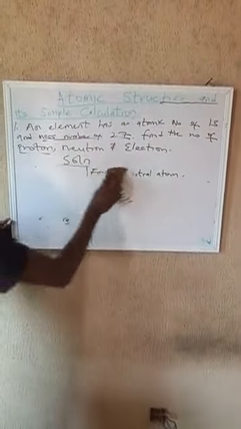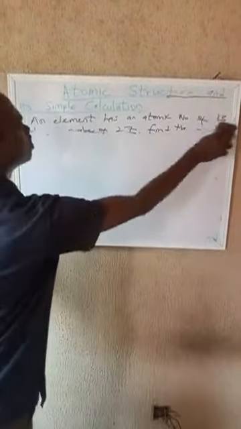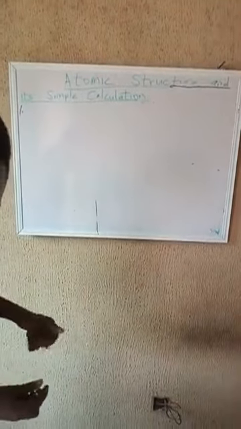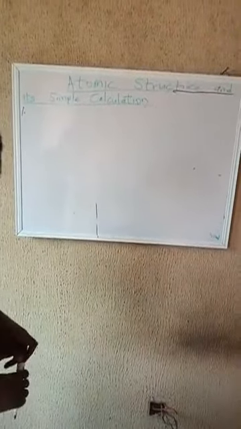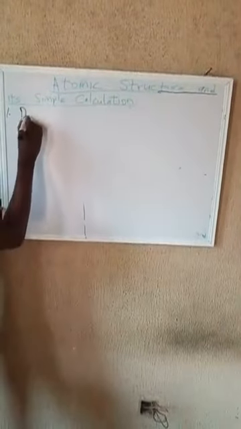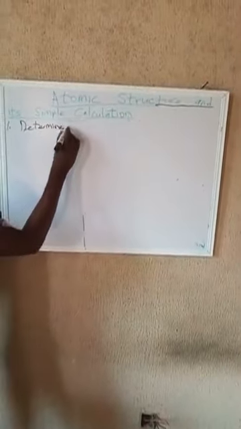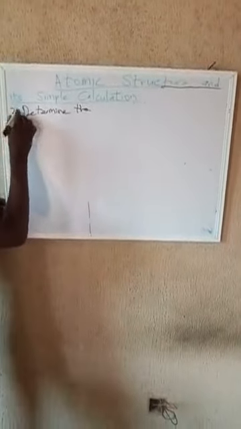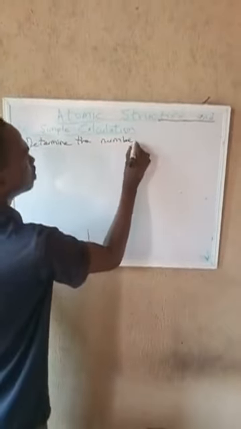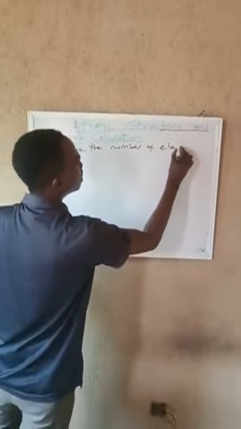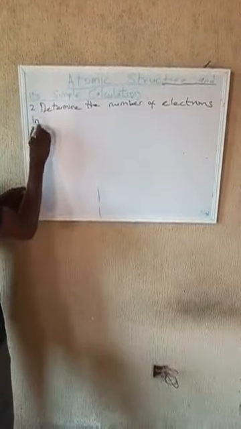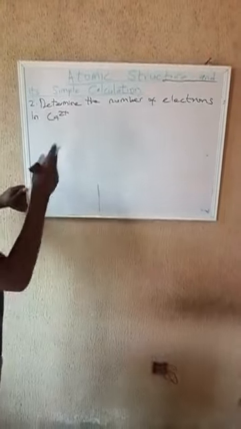So let's move to the second one without wasting much of our time. The second question is calculate particles in an ion. Determine the number of electrons. Yes, that's the question I'm after now. Determine the number of electrons in calcium 2 plus. That's what I was saying the other time.